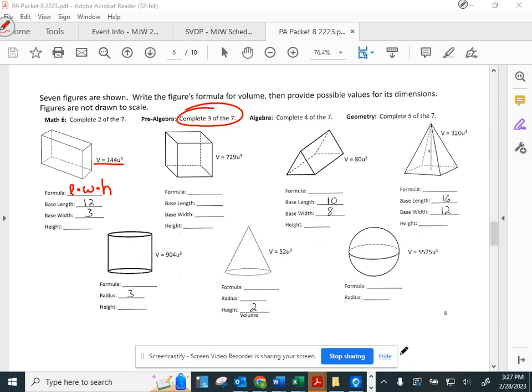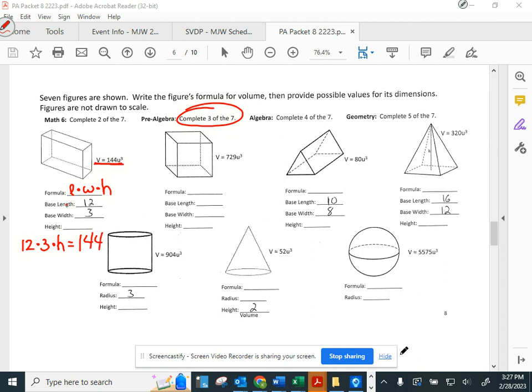We know that the volume is 144. So volume is length times width times height. We know that we could use a base length of 12 and a width of 3. So I can fill those numbers in and say the length of 12 times the width of 3 times the height equals my volume of 144.